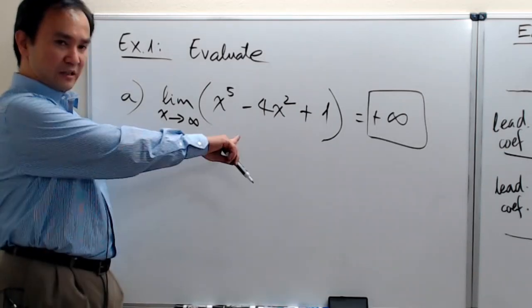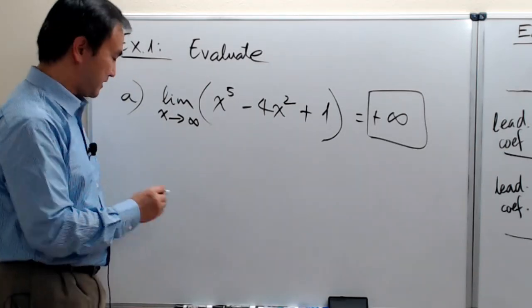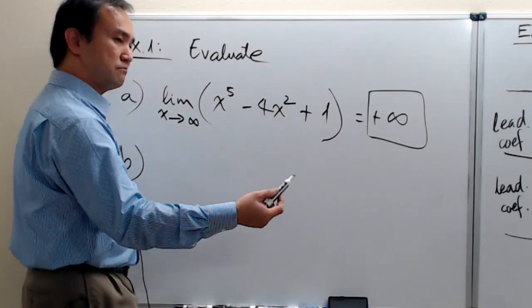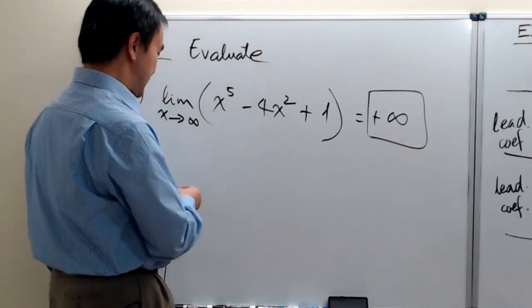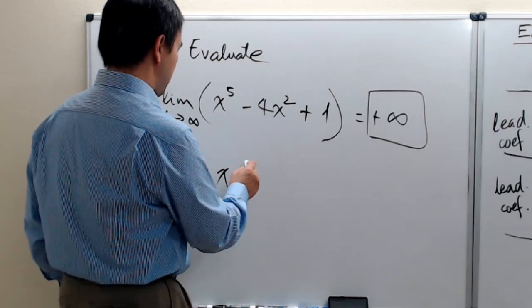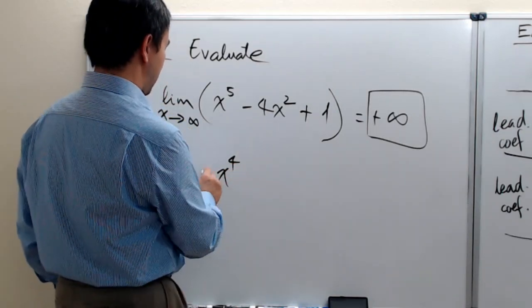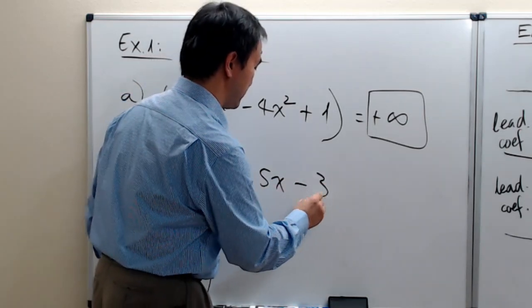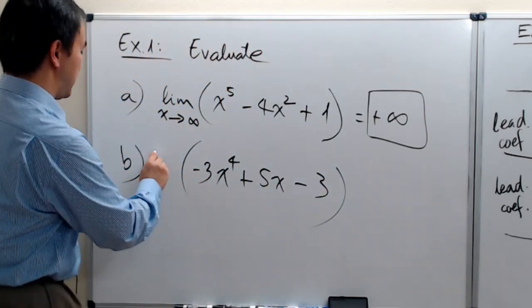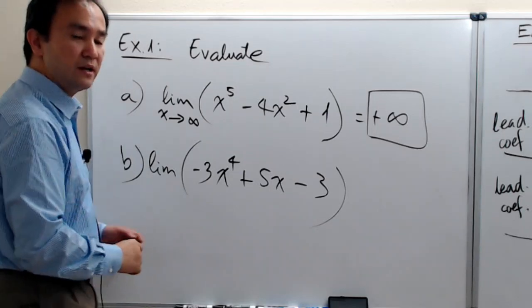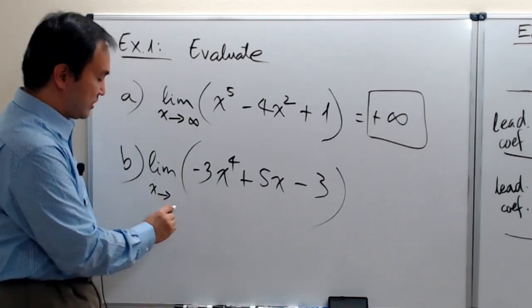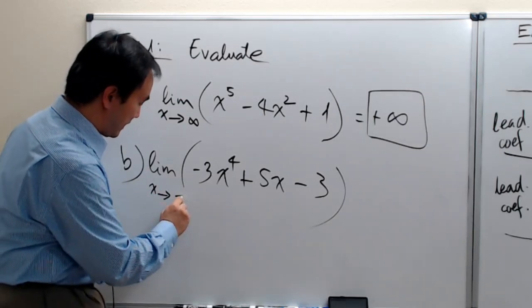All right, I'm going to leave the answer for that one there. In my remaining space, let's do another problem. How about, let me challenge my own creativity. So x to the 4th, negative 3 plus 5x minus 3, okay? And let's evaluate the limit of this polynomial as we let x approach negative infinity.